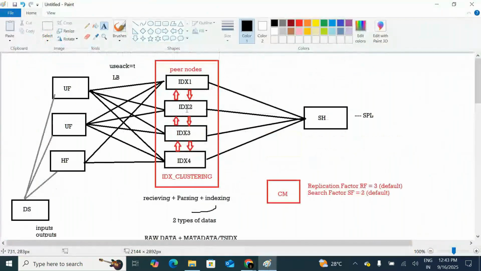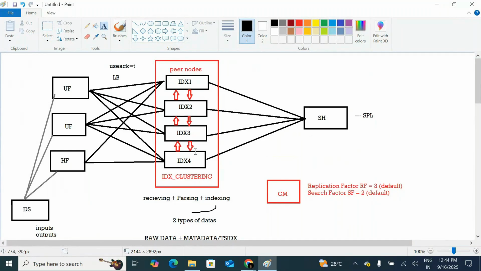How many types of data are there, sir? Two types: raw data and metadata. Metadata is searchable. If you try to search your data, it will search the metadata, and the metadata will point to your raw data. The search will be on TS-IDX files. You got my point? And the data is retrieved from the raw data.